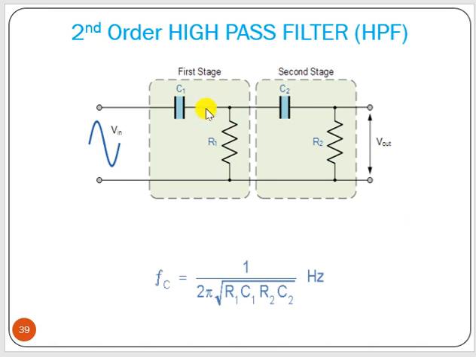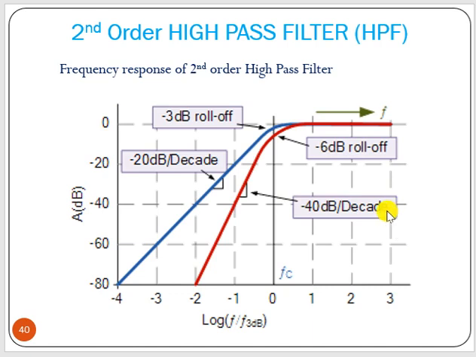We just have to connect these high pass filters in cascade: first stage, second stage, third stage. We can get this, and the cutoff frequency formula is the same, like 1 by 2 pi root of R1 C1 R2 C2, same as the second order low pass filter. So this is your first order, 20 dB per decade attenuation. Here it is 40 dB. So you can see that for second order it becomes steeper, that means it rejects the unwanted frequencies in a faster way.